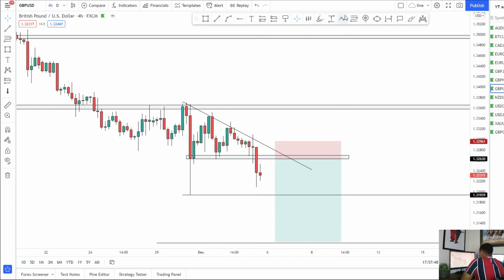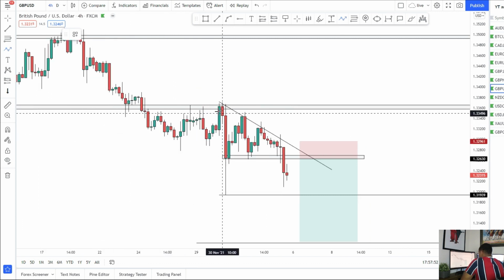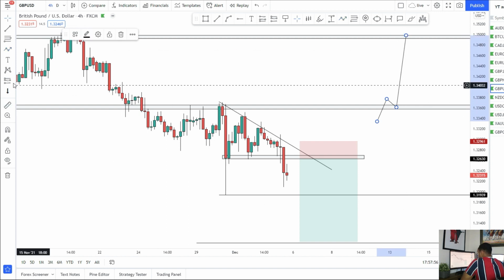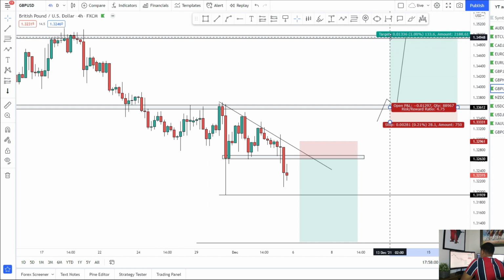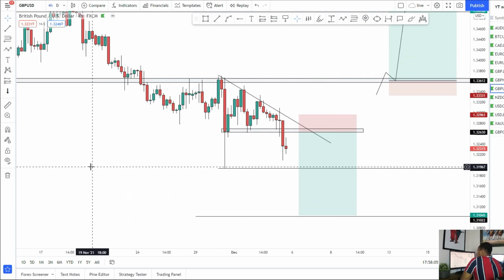The only way I would look for buys is if price was to break above that key level there, so that lower low there, and this retest. We have to break above that level for me to be looking for buys for pounds, just because things are so bearish right now. And price is really struggling to turn bullish. So yeah, looking for sells for pound USD.